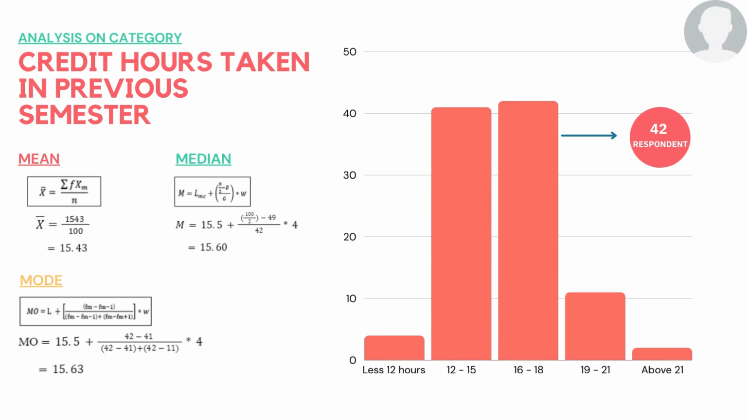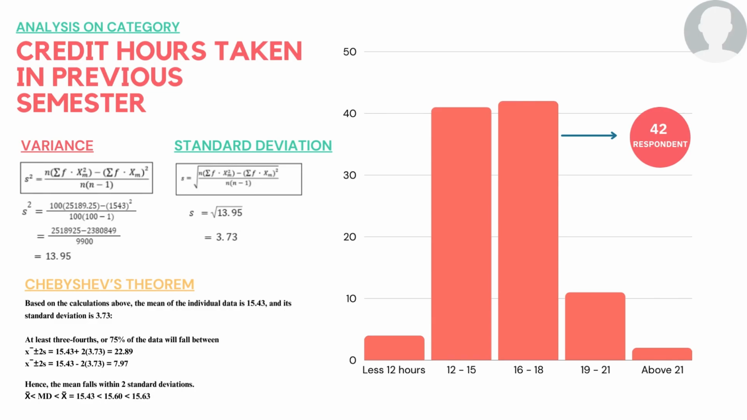So this is the credit hour taken in previous semester. The highest respondent is 42. So the credit hour we put in the range: the first range is less than 12 hours, second is 12 to 15, 16 to 18, 19 to 21, and above 21 credit hours. So we have to find the mean. The mean is 15.43. The median is 15.60. The mode is 15.63. So with this information we can find where 75% of the data will fall.